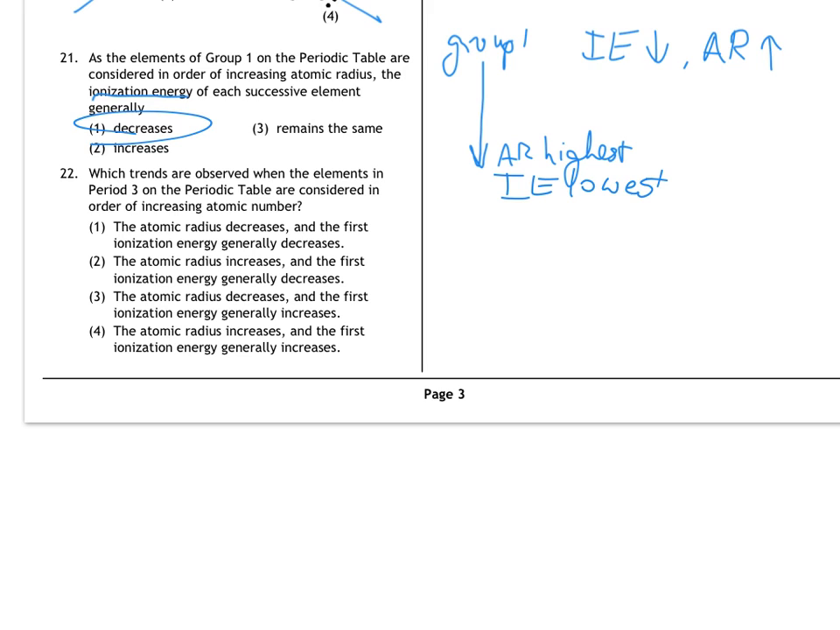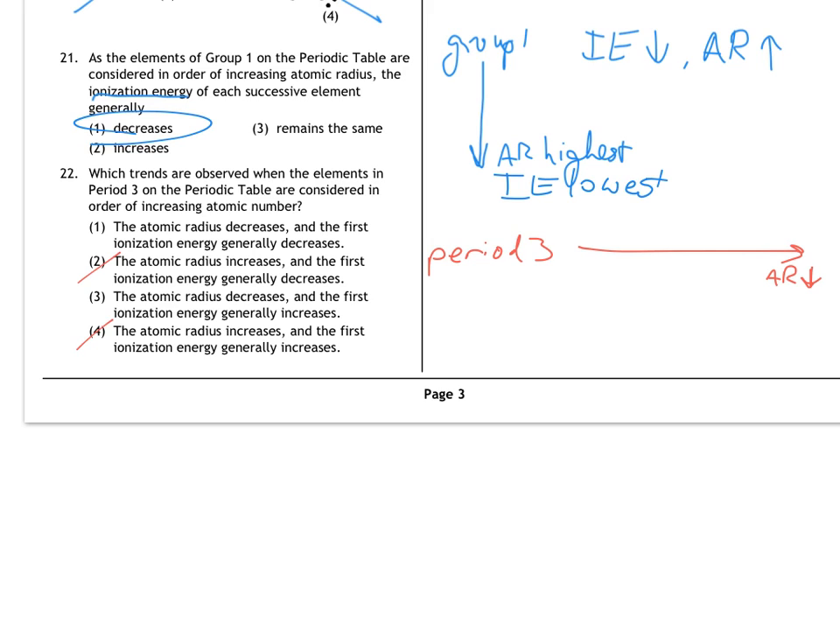In 22, it asks, which trends are observed when the elements in period 3 are considered in order of increasing atomic number? So period 3 is going to be horizontal, and increasing atomic number is going to go to the right. And as you go to the right, a couple of things are going to happen. The atomic radius is going to decrease because all the elements in period 3 have the 3 orbitals, but the more protons you have, the smaller the radius is going to become. So it's not 2, it's not 4.